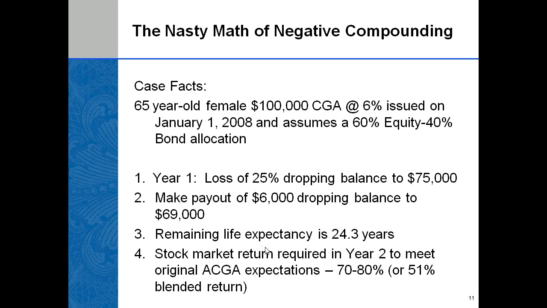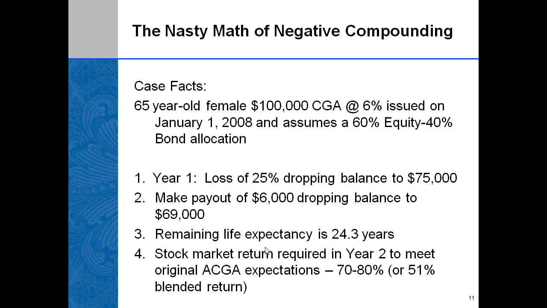The stock market return required in year two in 2009 to snap back to original ACGA expectations and assumptions, to get you to that 50% residuum, would be 70 to 80%, or a blended return of 51% to get you back up to where you should have been after that one year. It's unfortunately a math problem: if you start at $100 and it drops to $50, that's a 50% loss. To go from $50 back up to $100, that's a 100% gain.